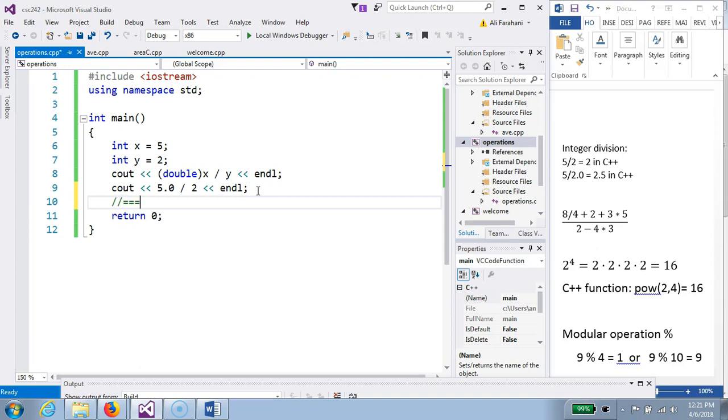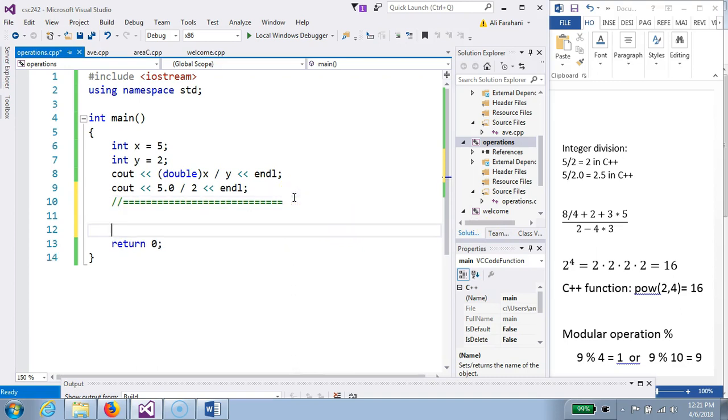Now that takes care of the integer division. Be very careful with this, because it's something that usually students new to programming would make, again, integer division mistakes. Now, let's move on to the next expression.